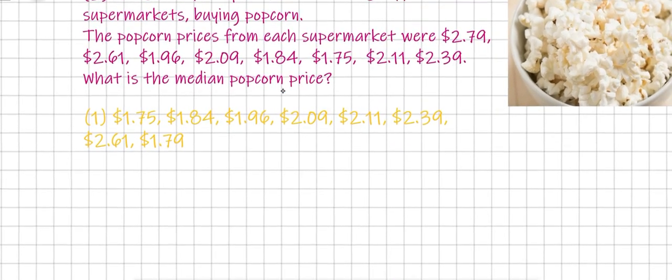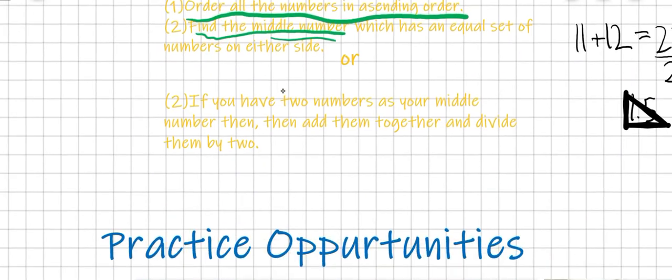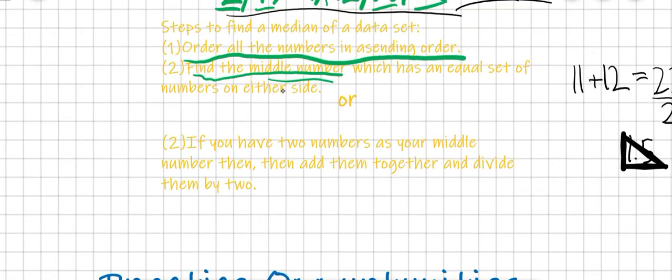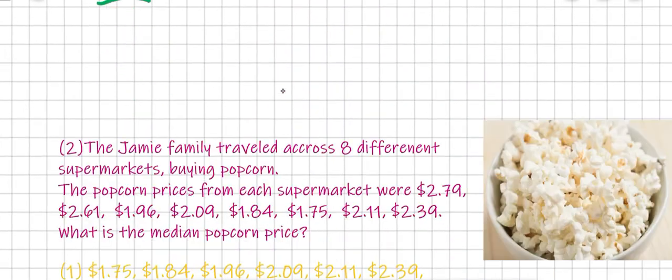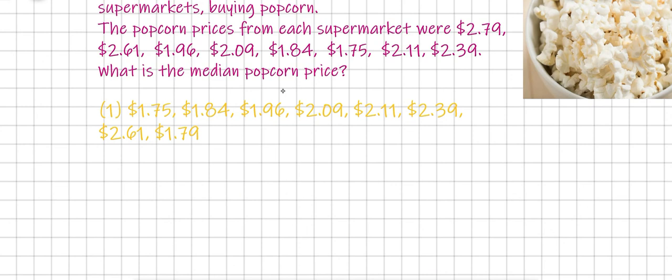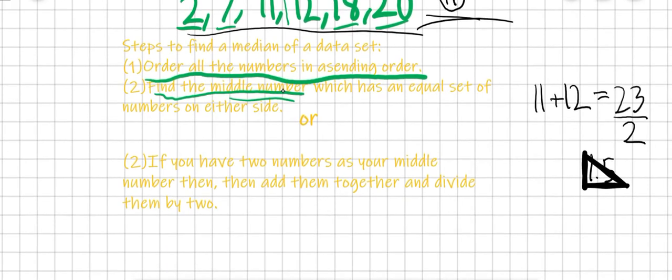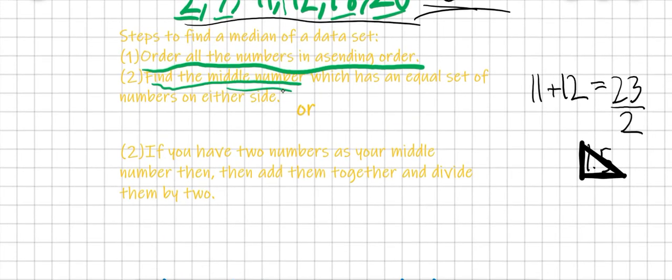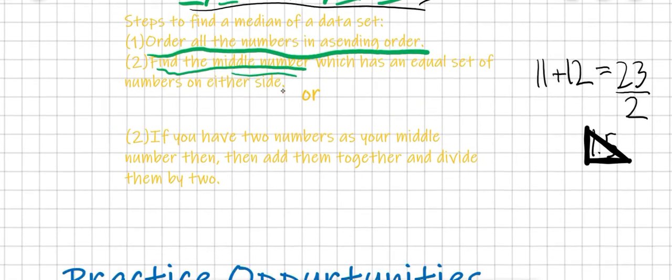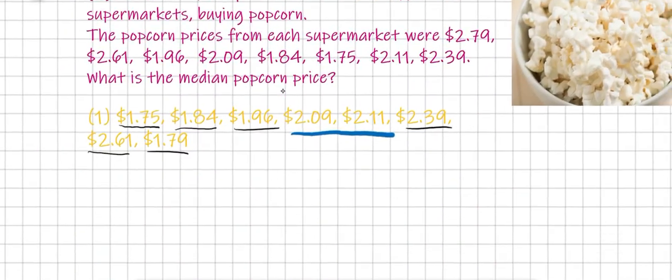So now we have to do step 2, which is find the middle number which has an equal set of numbers on either side. So that would be 1 on the left, 1 on the right, and so on. But then we're given these 2 middle numbers. And as we recall from this problem over here, we have to add up the middle numbers and then divide them by 2, since there's 2 numbers.